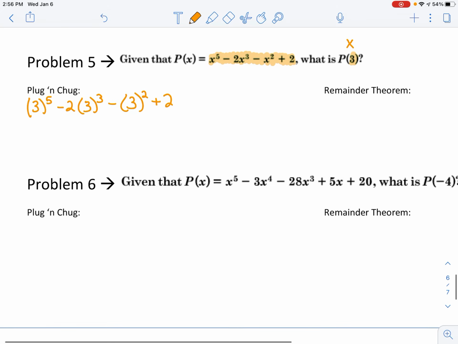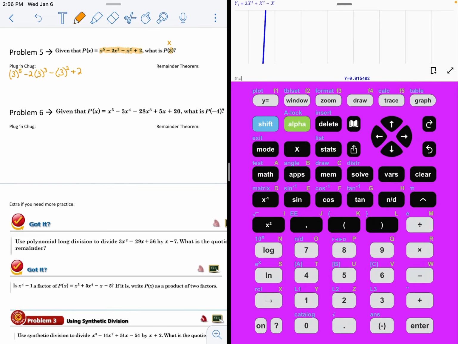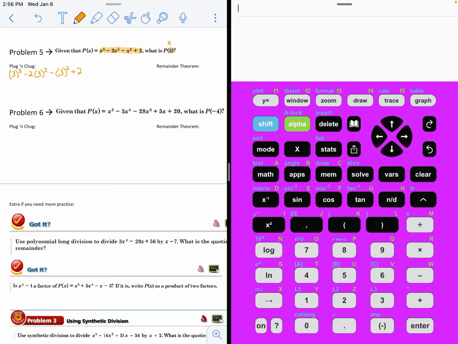And then I would assume most of you would probably grab your calculator. Or maybe you're brave and you're going to do it in your head. That would be awesome. Maybe you just want to verify it in the calculator. So let's see, parenthesis 3 to the 5th, minus 2 parenthesis 3 to the 3rd, minus parenthesis 3 to the 2nd, plus 2. Oh, I didn't do plus 2. That's okay. Plus 2. There we go. So the answer is 182.